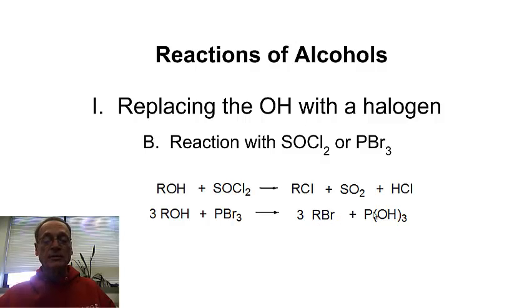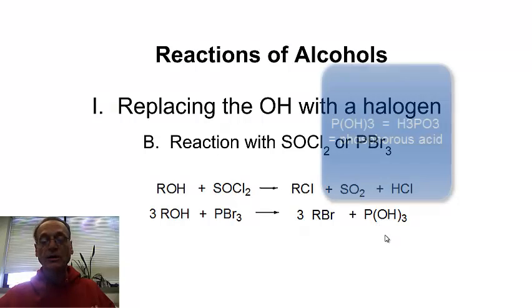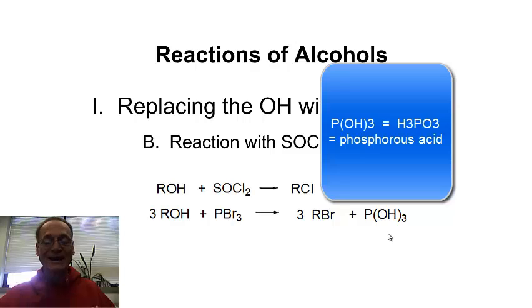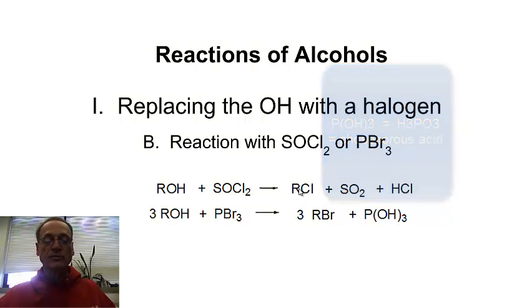Now notice that the byproduct here, I've written it as P with three hydroxides on it. It could be written as H3PO3, which would be called phosphorous acid. It doesn't disappear out of the reaction mixture. It needs to be separated out. So it's not quite as convenient as this reaction up here in which all the byproducts just disappear. But it's still a good way of making an alkyl bromide if that's what you want to do.